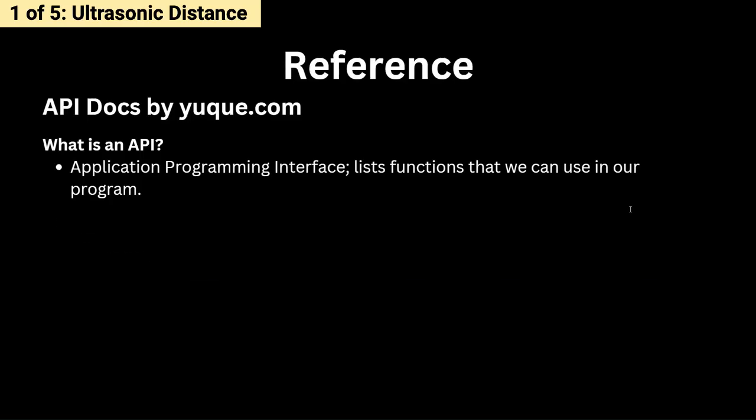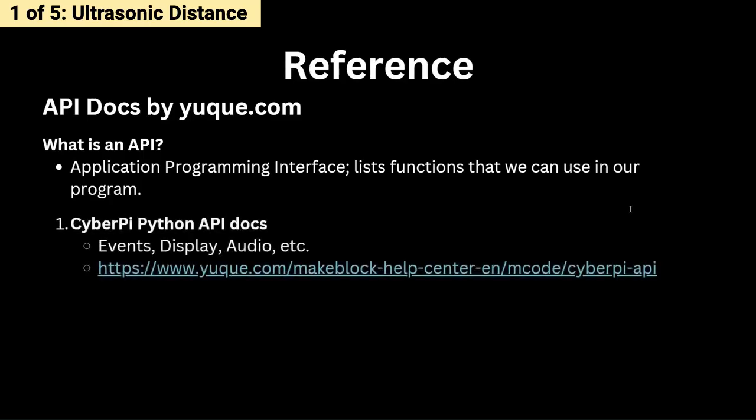There are 2 web pages with relevant documentation. First is the CyberPi API docs page. This page contains APIs that help our program control elements of the CyberPi module. This can be things like events, display, audio, and many more. As an example, if you need the functionality of the when button A pressed block from the events block category, but want to implement that in Python, you should look into this document.